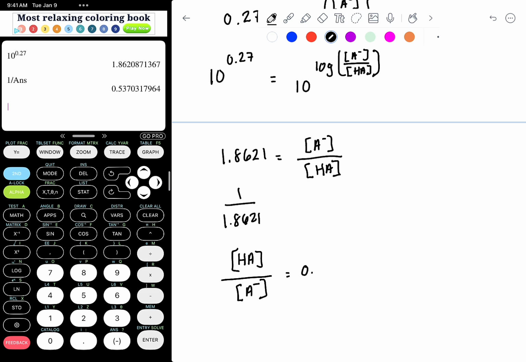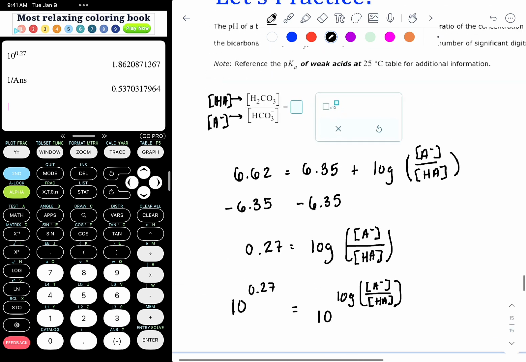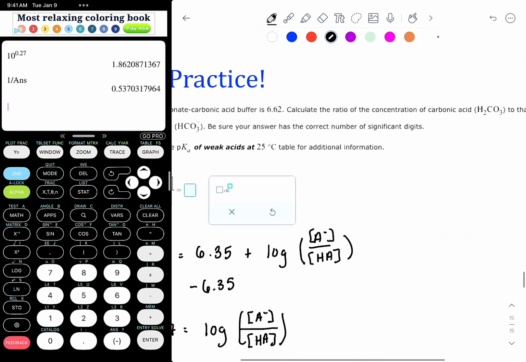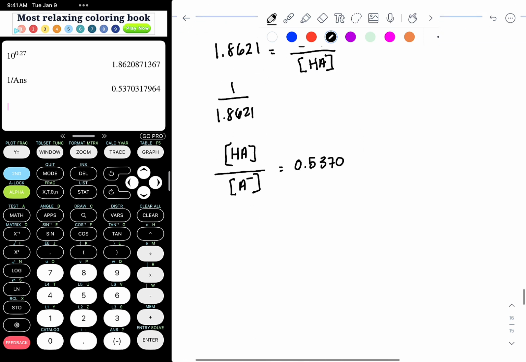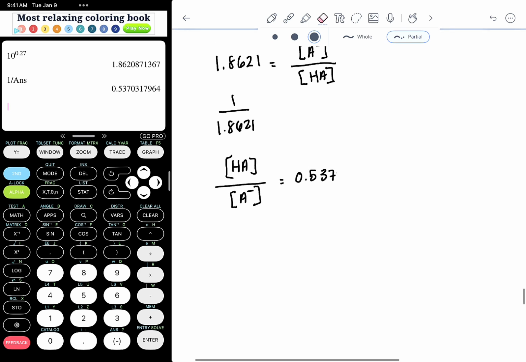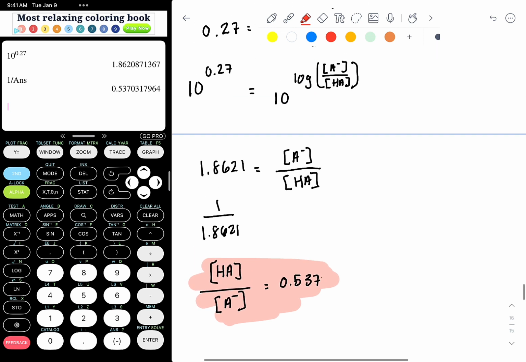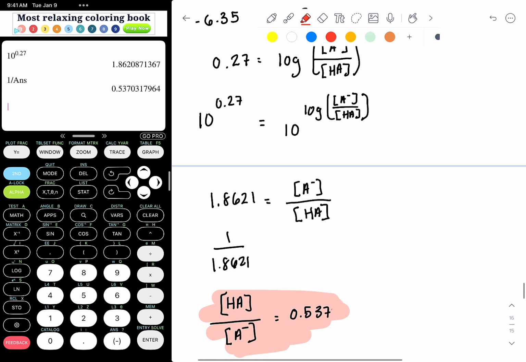1 over 1.86 is 0.5370. And in this we had how many sig figs? Let's see, 3 sig figs? Yeah, I think 3 sig figs there. So we would just get rid of that final 0. And that is the ratio of the concentrations that we would need to get a buffer with a pH of 6.62. So that is the ratio of those concentrations that we need.